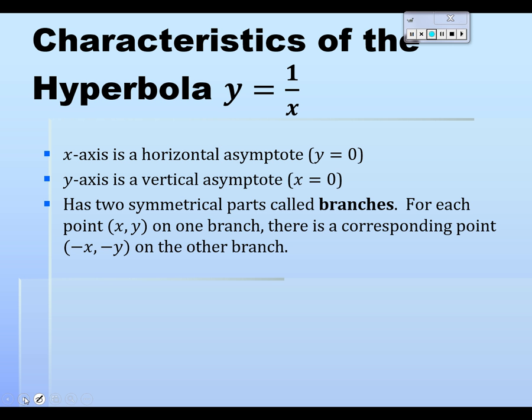It has two parts called branches, and they've got a lot of symmetry that you can enjoy. When you get a point on one branch, you get another one on the other branch. There's this nice symmetry to it. Wonderful. Are you loving it?